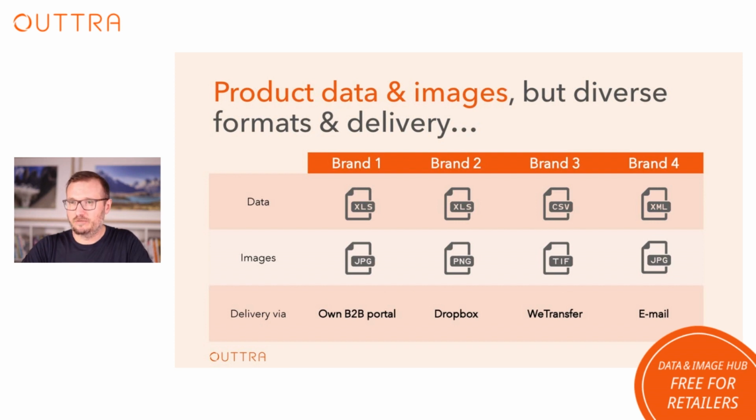For example, if a retailer has 200 brands: Brand 1 sends the retailer the data via XLS files, images in JPEG format, and delivery via their own B2B portal. I think each retailer has 200 logins to different B2B portals nowadays. Brand 2 sends the data via Excel and the images in PNG, so it's another format for the images, totally different from JPEG. Brand 3 sends CSV files for the product data and TIFF files with images.